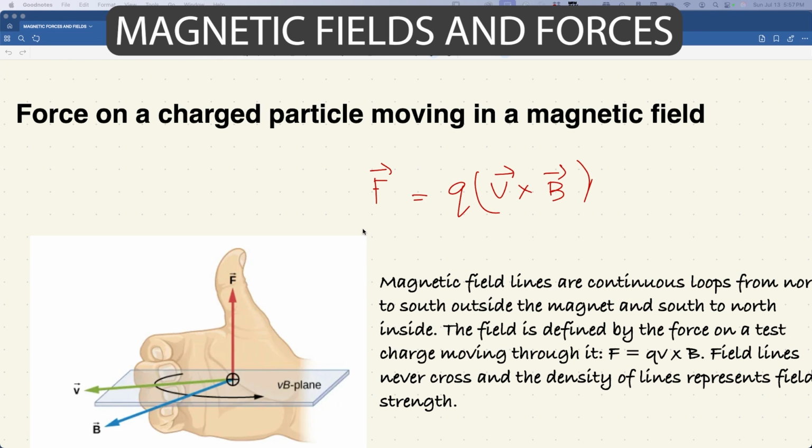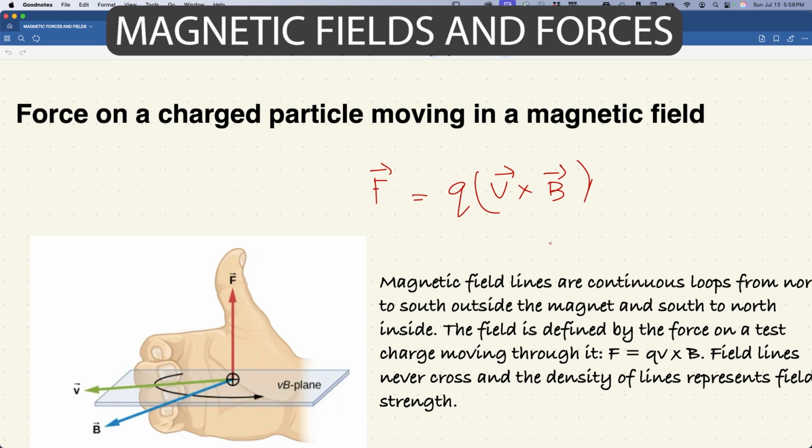Next up, we come to one of the more important formulas, where we have the force acting on a charged particle moving in a magnetic field. So here you have a constant magnetic field of strength B Tesla, and you have a particle of charge Q moving through that magnetic field with a velocity.